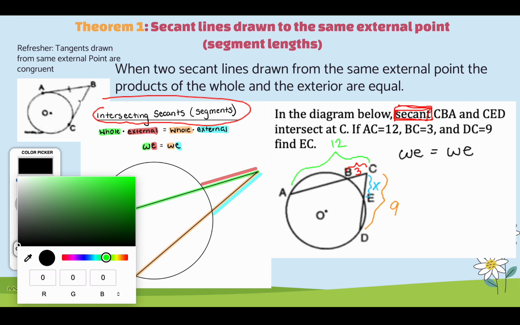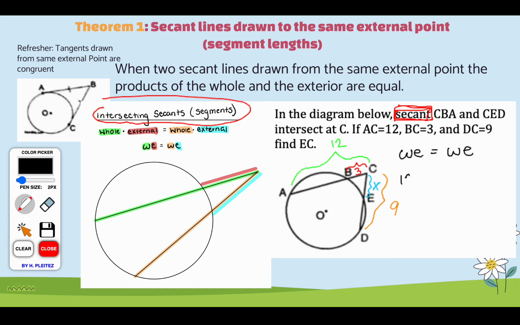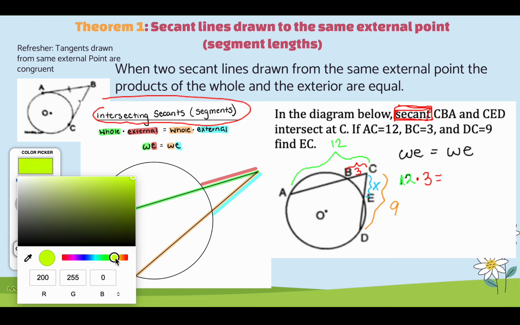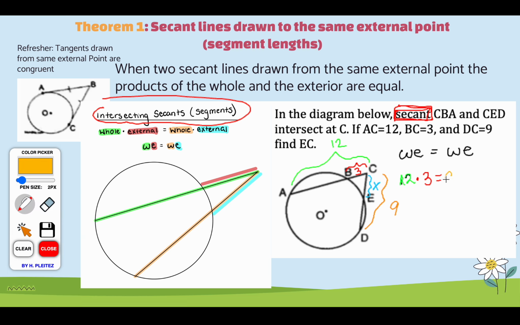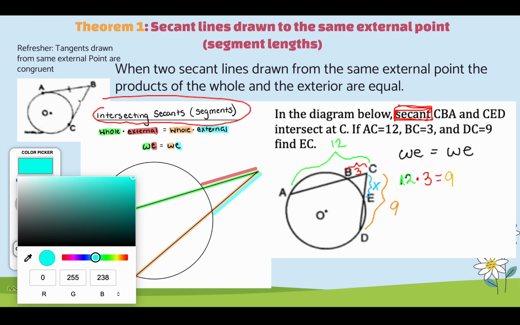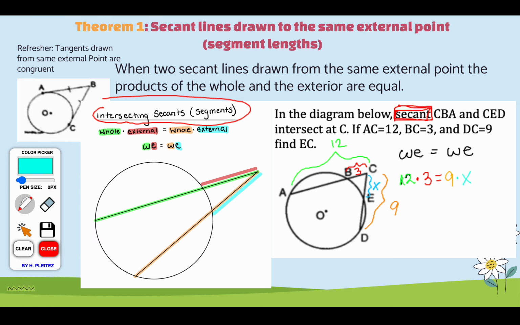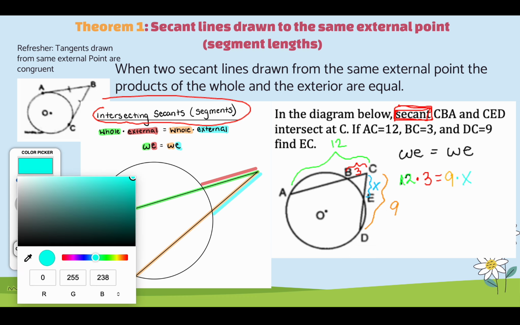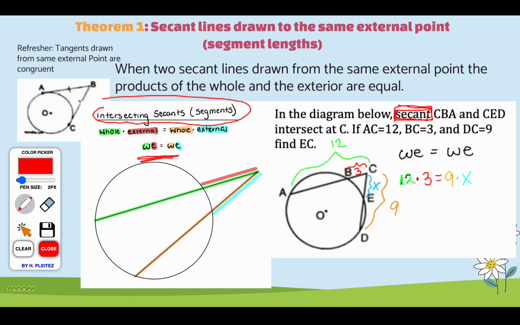So the whole value of our first secant line is 12. So we do 12 times the external portion, which is 3, equals the whole other secant line, which is 9, times the external portion of that secant line, which is X. So I color-coded it just exactly how this is color-coded over here. So our whole is in green, our external piece is in red, our other whole is orange, and the other external is blue.